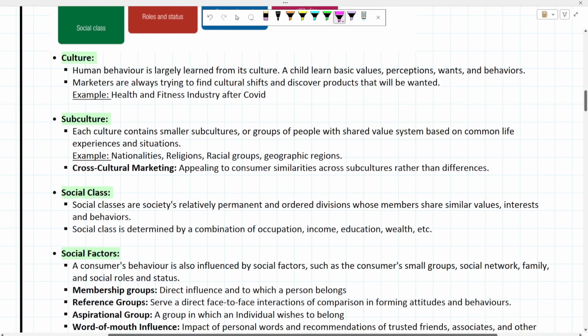So social class. Social classes are society's relatively permanent and ordered divisions whose members share similar values, interests, and behaviors. Social class is determined by a combination of occupation, income, education, wealth, etc.